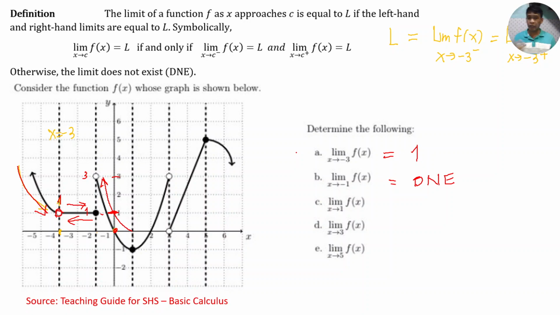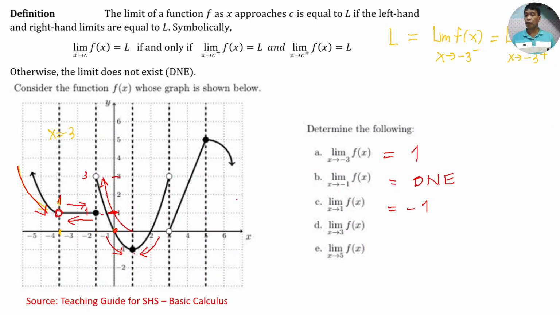How about for letter C? F of x as x approaches 1. Tingnan natin ulit ang 1. Ito yung origin, ito yung x equal to 1. From the left, that's negative 1. From the right, that's negative 1. Tumatagpo sila sa iisang value na ito, that is equal to negative 1.